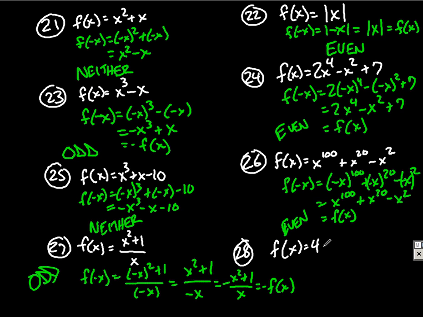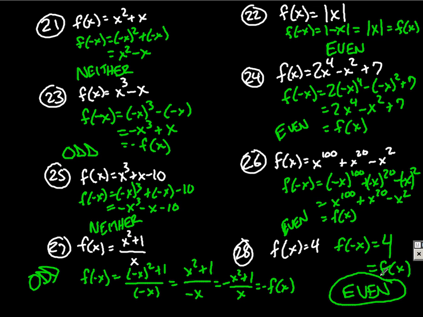And number 28, f of x equals 4. Well, if I do f of negative x there, f of negative x is still 4, which is f of x. So because of that, it is an even function. Pretty straightforward and actually a little bit easy. So easy that I messed it up on the answer key.